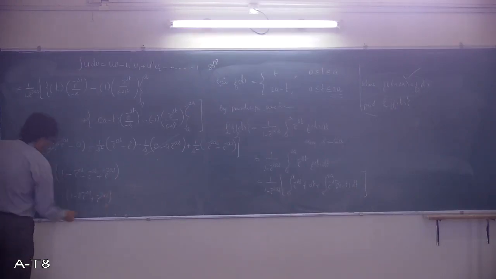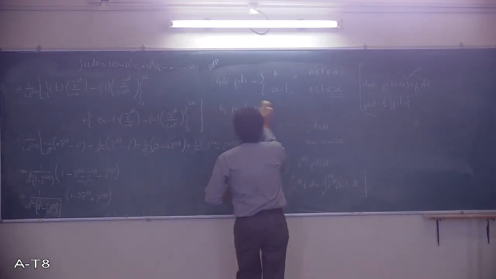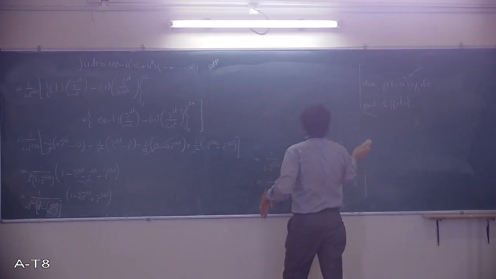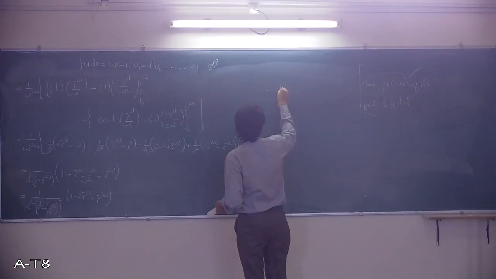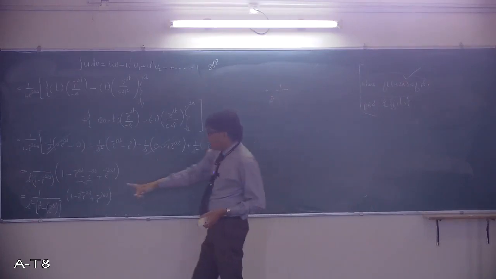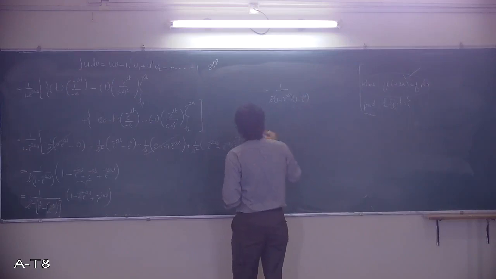E raised to minus 2as, because both are the same. Okay. And this term, so I'll write it as 1 square minus e raised to minus as whole square, because it is exactly in the form of a square minus b square. Okay. So that one will simplify now. This is equal to 1 divided by s square. A square minus b square is a plus b and a minus b. 1 plus e raised to minus as, 1 minus e raised to minus as.